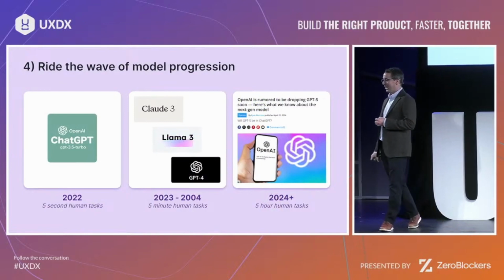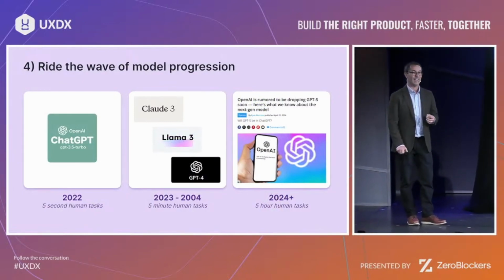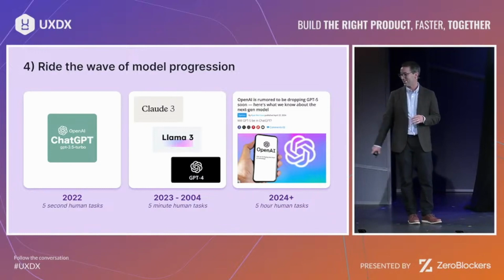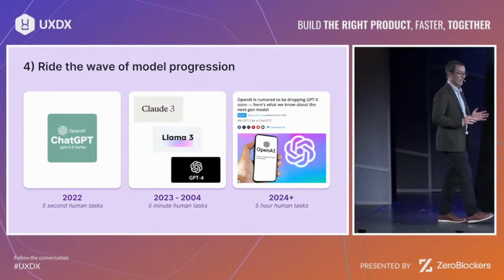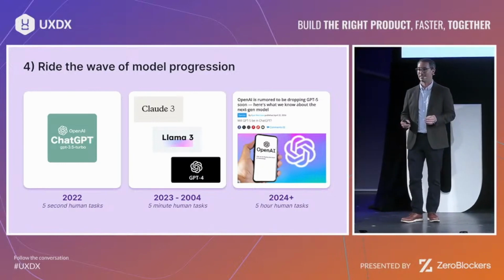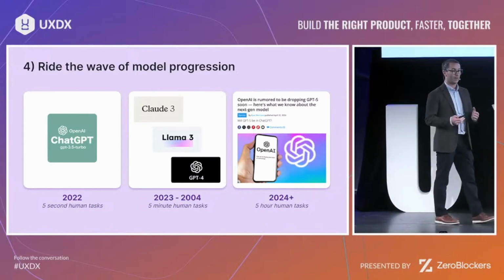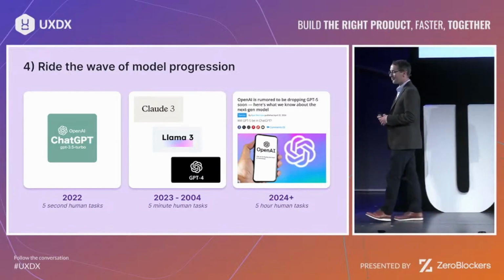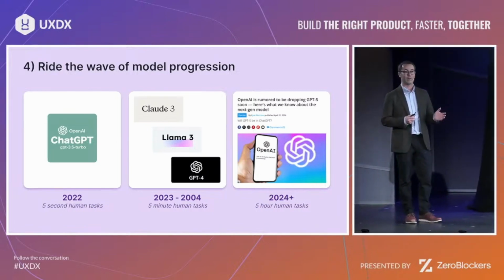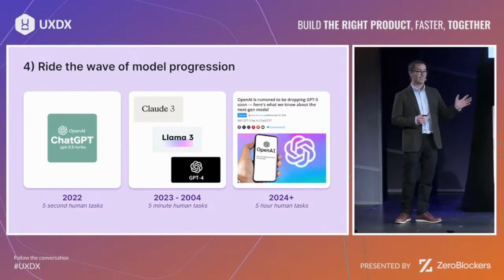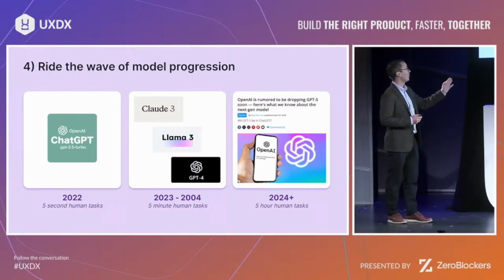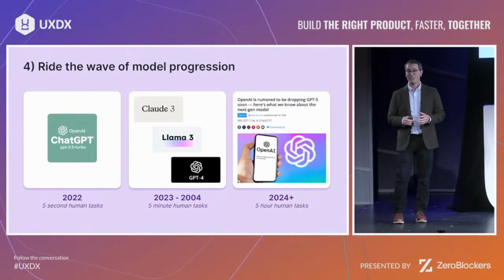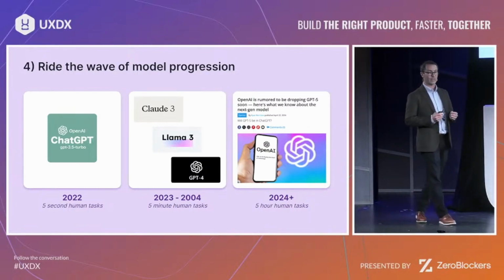And number 4, and this one I want to spend a little bit of time on. So, riding the wave of model progression, it has just been really unbelievable to me to see the speed and progress with which these large language models are acquiring new capabilities. So back in 2022, we had ChatGPT, GPT 3.5. It's widely been characterized as being able to solve for 5-second human tasks. Now, fast forward into 2023, 2024, we've seen a range of new models come out that are extremely powerful.